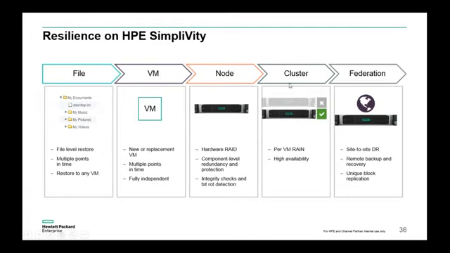So then it's the cluster level. It means per VM RAIN, it's high availability, because one copy will be created across the nodes. So if one node fails, all the data will still be available in the second node in the cluster. So that's the protection level there, and then it's the federation, from site to site: DR, remote backup and recovery, and unique block replication.